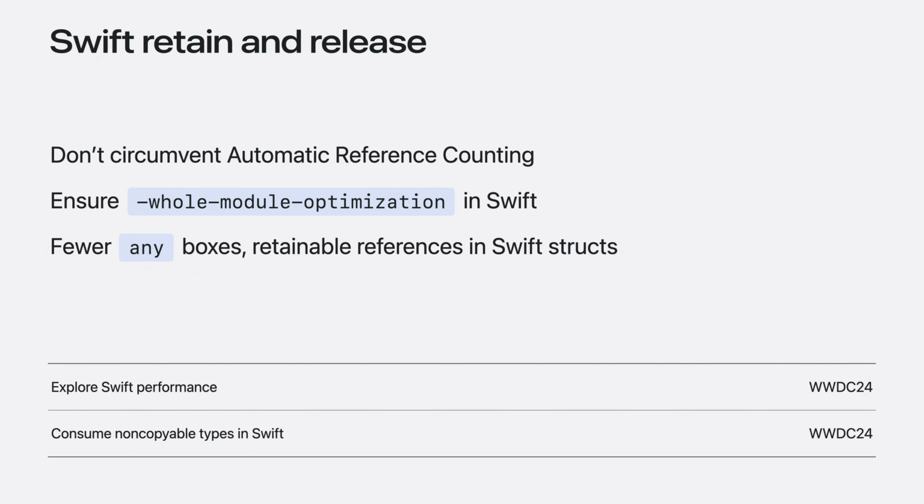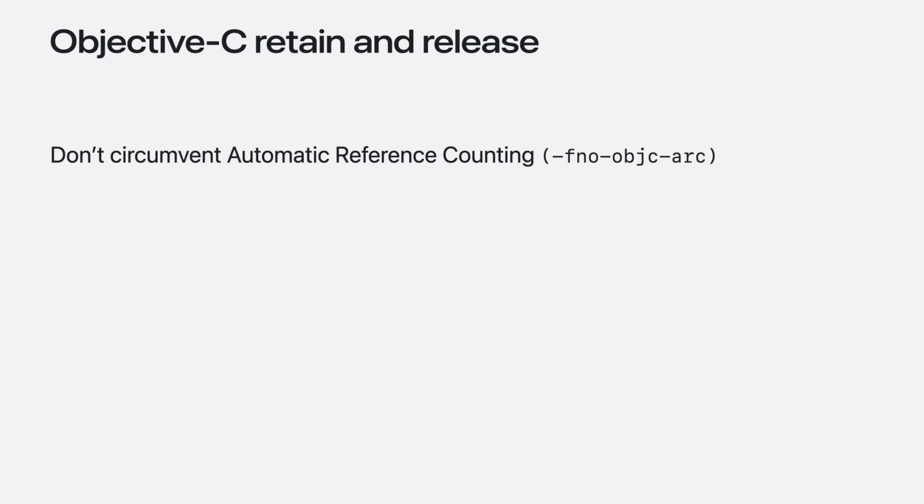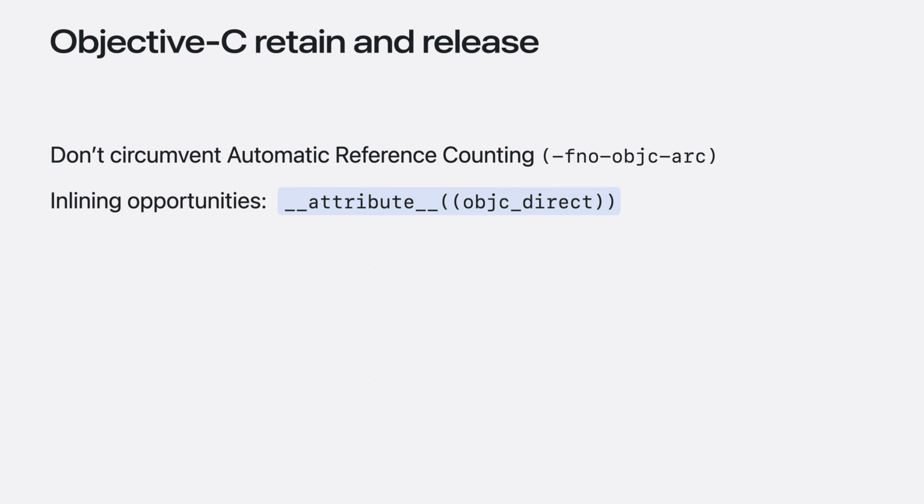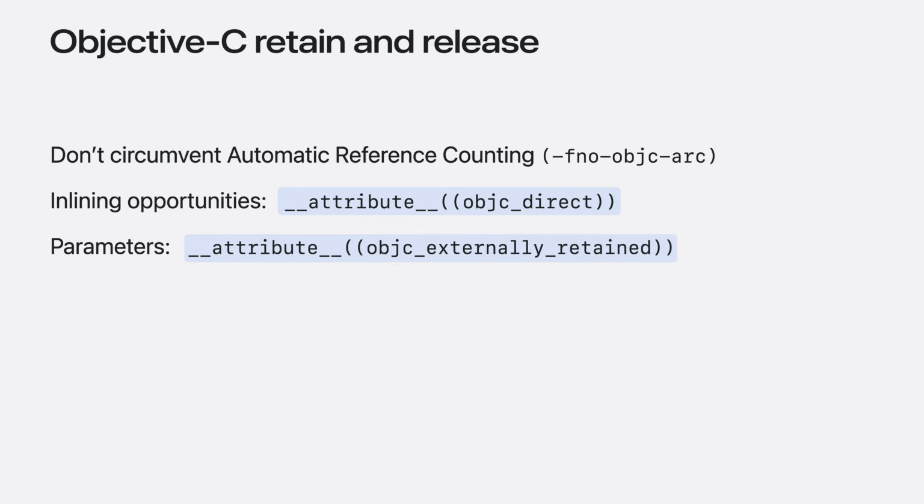For Objective-C code, there are also a few ways to reduce retain and release overhead. Again, don't circumvent ARC, as leaks from manual reference counting can be extremely hard to debug. Mark methods as obj-c direct to allow inlining of Objective-C method calls, which helps reduce retain and release traffic. For cases where inlining isn't possible, the obj-c externally retained attribute is great for letting the compiler know when parameter lifetimes are guaranteed, eliminating retain and release.